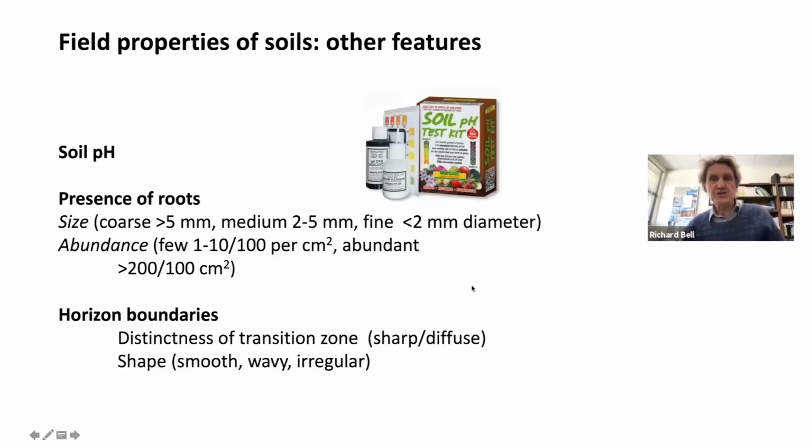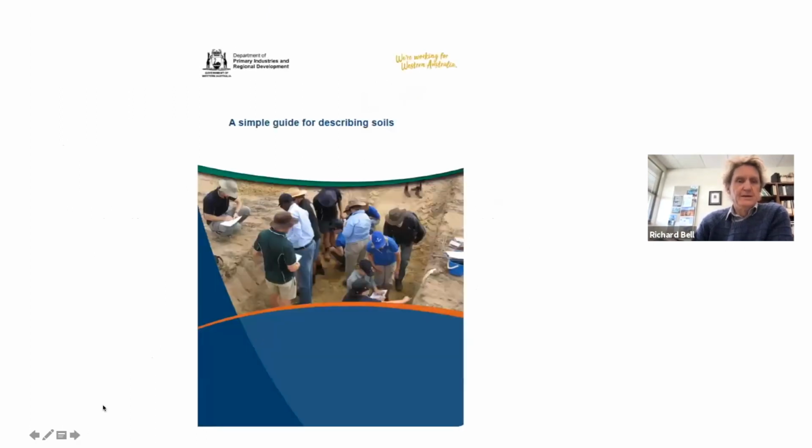Other properties, pH. You can use that method that DPIRD uses with the spray bottle, but I think the pH test kit, which you can buy from Bunnings, is pretty good. Certainly sufficient to pick out the very acid, the very alkaline, and the in-between soils. Mentioned you should look for the roots where they are, and also look at the boundaries between horizons. That can be informative. So I think Felicity sent out this simple guide for describing soils that DPIRD put together.